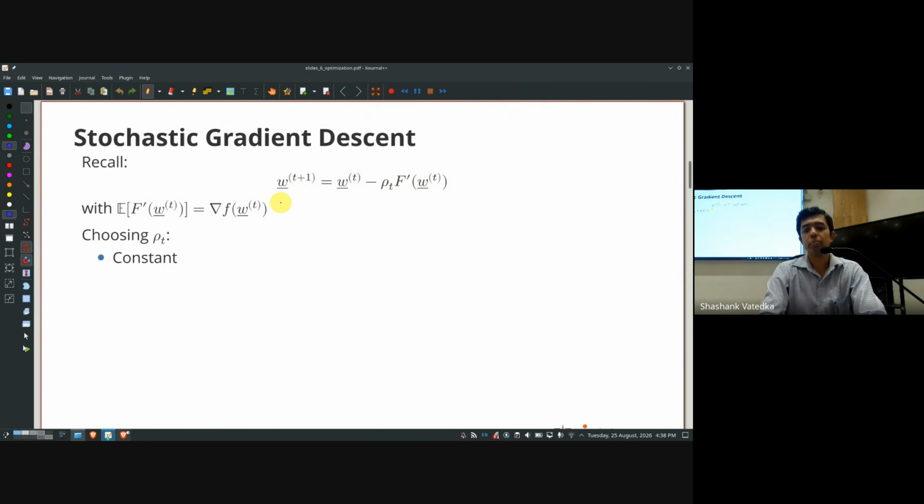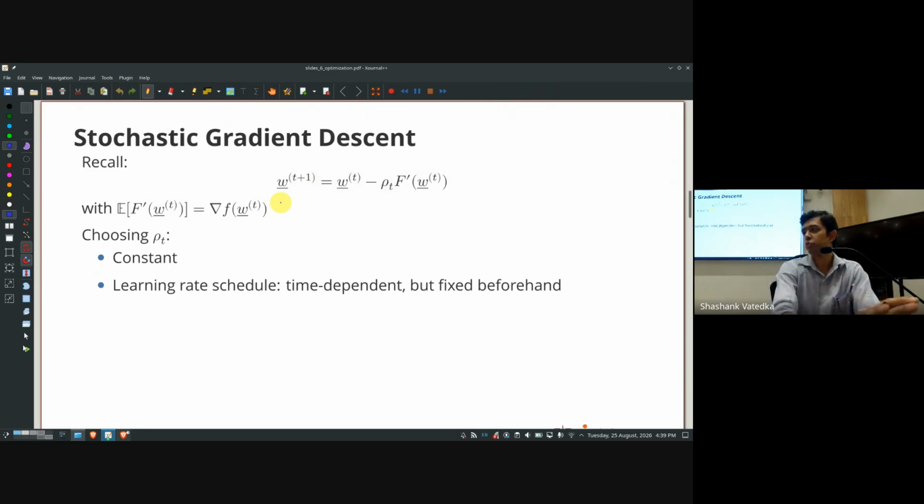So going back to the question, how do you choose the learning rate? So far, we've chosen the learning rate to be constant in the experiments that we've run, but there are other ways of choosing the learning rate itself. A very common, practical approach is to use a learning rate schedule, which is time dependent, but fixed beforehand.